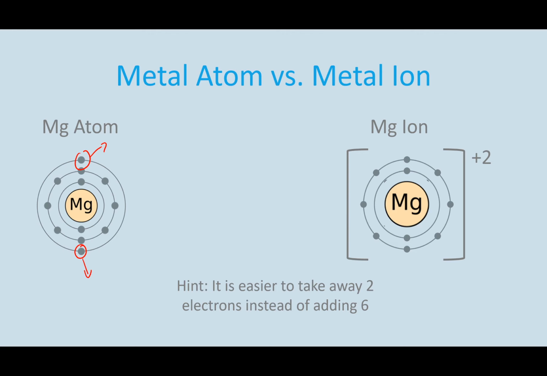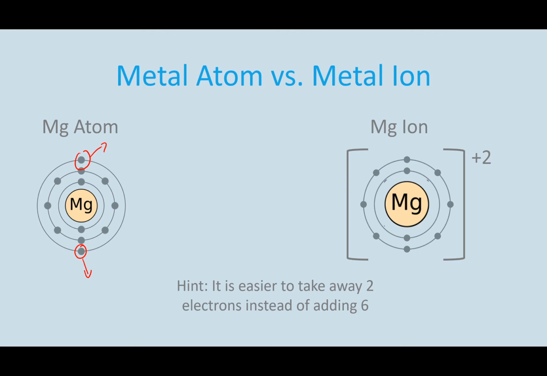And now I do have brackets around it, and I have a charge because this magnesium ion is slightly different. Because remember, the magnesium ion is the 12th element, so there are 12 protons in the nucleus, which overpower the 10 electrons in its shells, which means it has a charge of +2. Or you can think of it as we got rid of 2 negative charges.